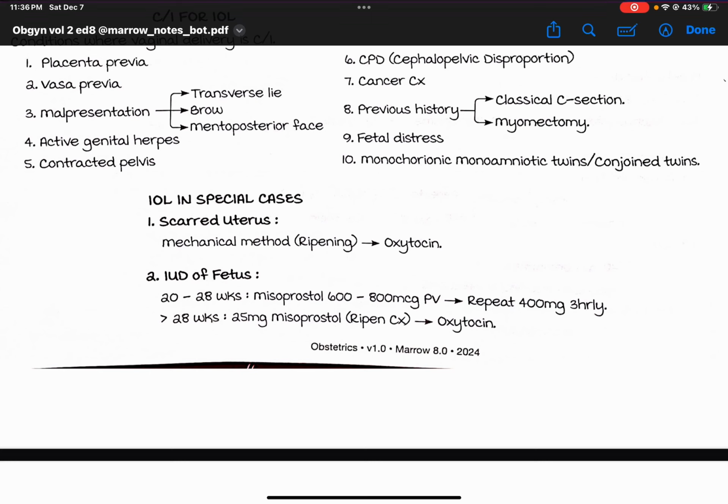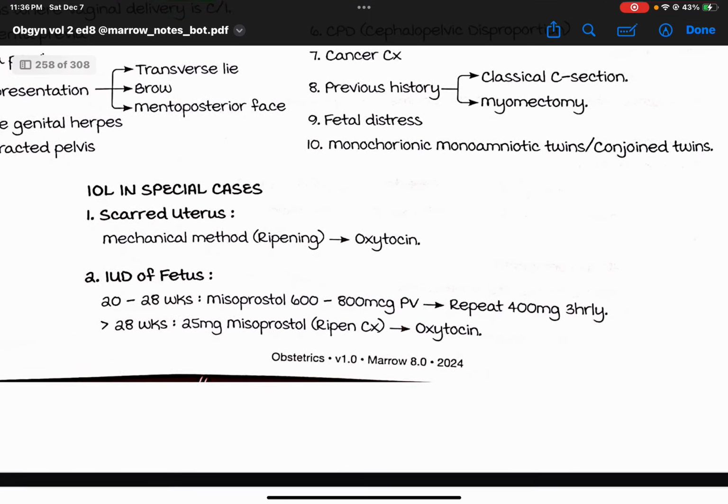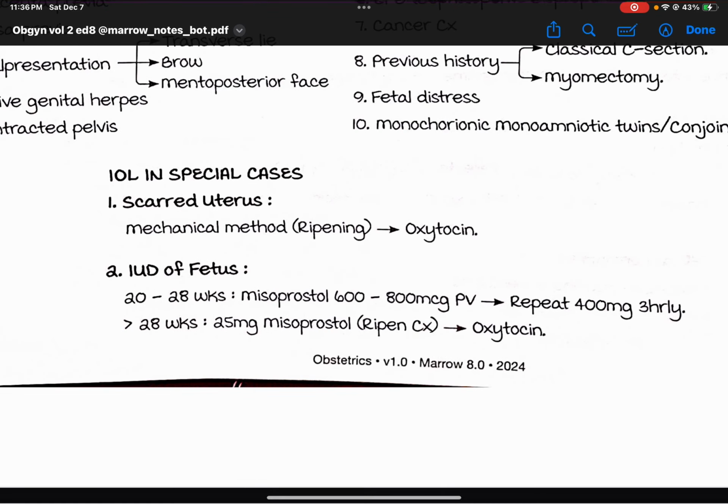Induction of labor in special cases: scarred uterus, mechanical method, ripening, and then oxytocin. Induction in intrauterine death of fetus: 20 to 28 weeks, misoprostol 400 microgram vaginally, repeat 400 microgram 3 hourly. More than 28 weeks, 25 microgram misoprostol, ripen cervix, and then oxytocin.